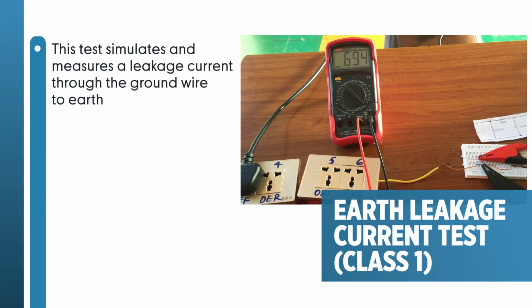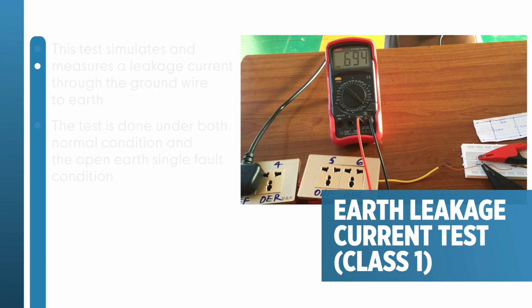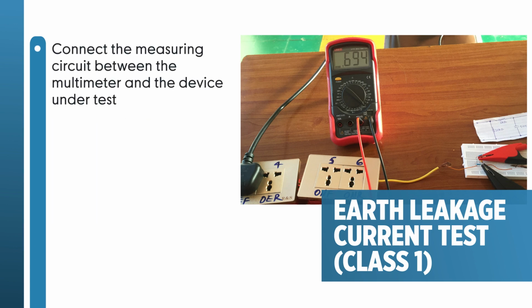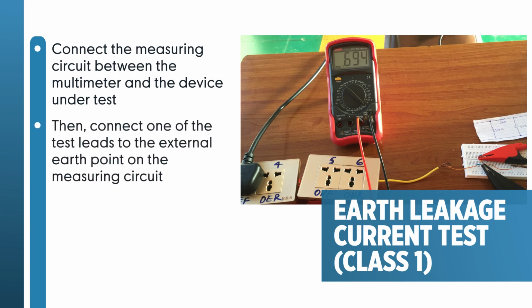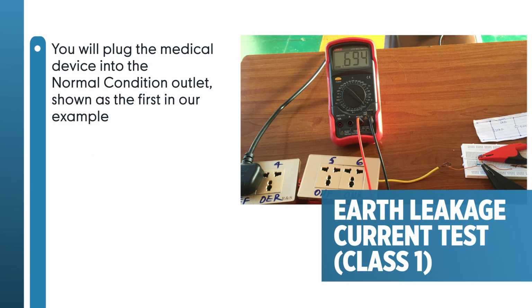This test simulates and measures a leakage current through the ground wire to earth. The test is done under both normal condition and the open earth single fault condition. You will connect the measuring circuit between the digital multimeter and the device under test. Then, you will connect one of the test leads to the external earth point on the measuring circuit. You will connect the other lead to the test point, protective earth, on the medical device. You will plug the medical device into the normal condition outlet, shown as the first in our example.